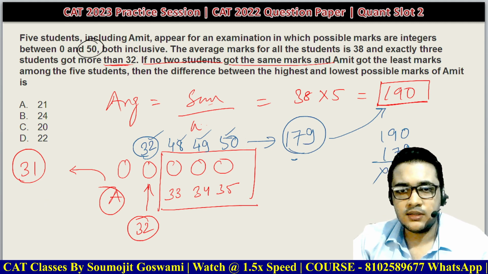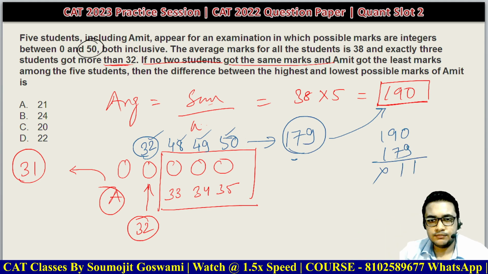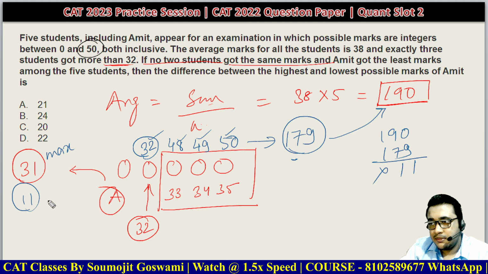Oh, can you see this? Just a second. Okay, so 179 plus 1 is 180 plus 10 is 190. Okay, so 11 is the minimum. So this is for max, this is for min.